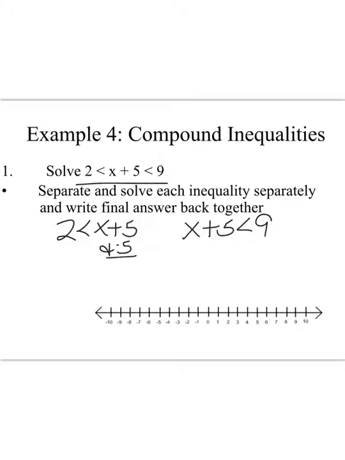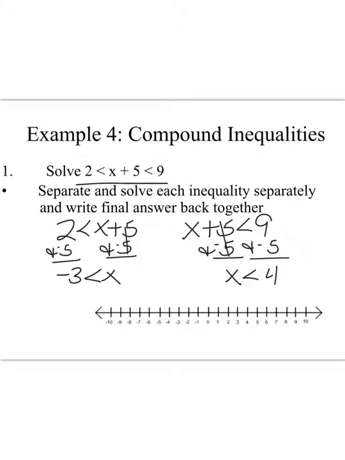So I'm going to add negative 5 to each side. Because I'm adding, I don't need to do anything with the sign, so negative 3 is going to be less than x. In my second equation, I'm also going to add negative 5, so x needs to be less than positive 4. Now that we have both pieces, we need to actually merge them back together.